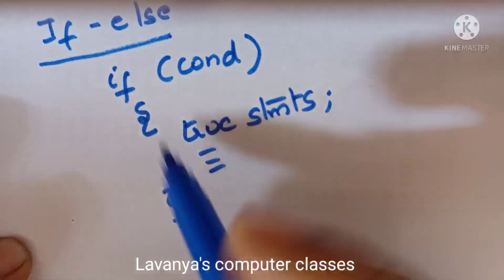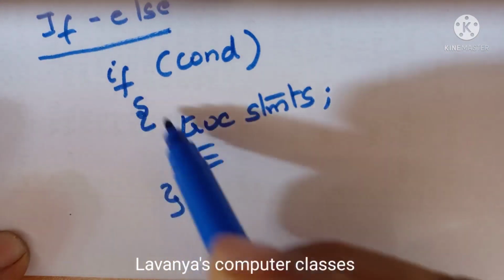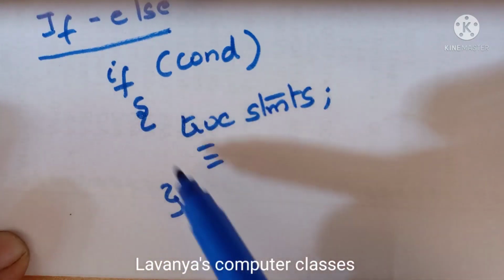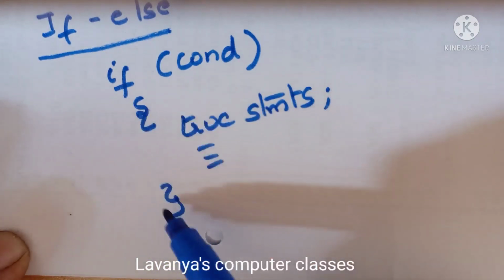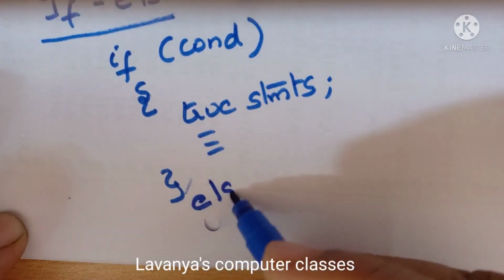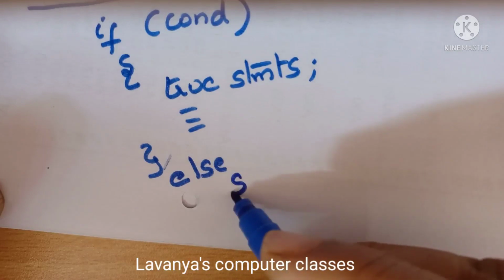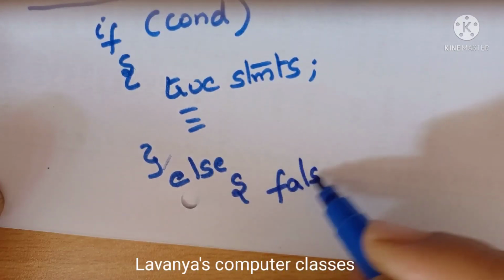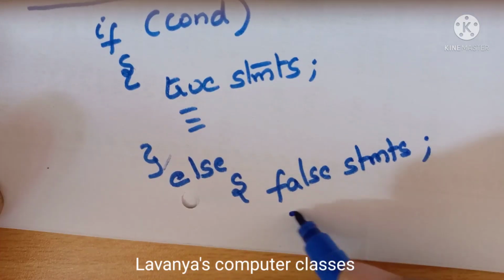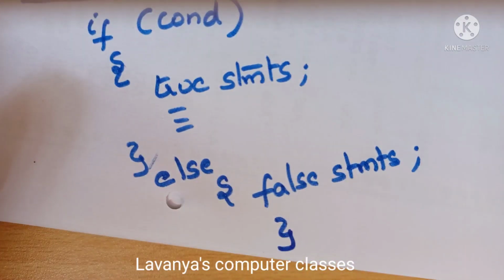Else, if it is flower brackets, it means a set of statements. If the true statements are more than one, it is compulsory to keep them in the flower brackets, meaning from the start to the end, these are the true statements. Else, if the condition is false, then we go to the false block and execute these statements. So this is the syntax of if-else.